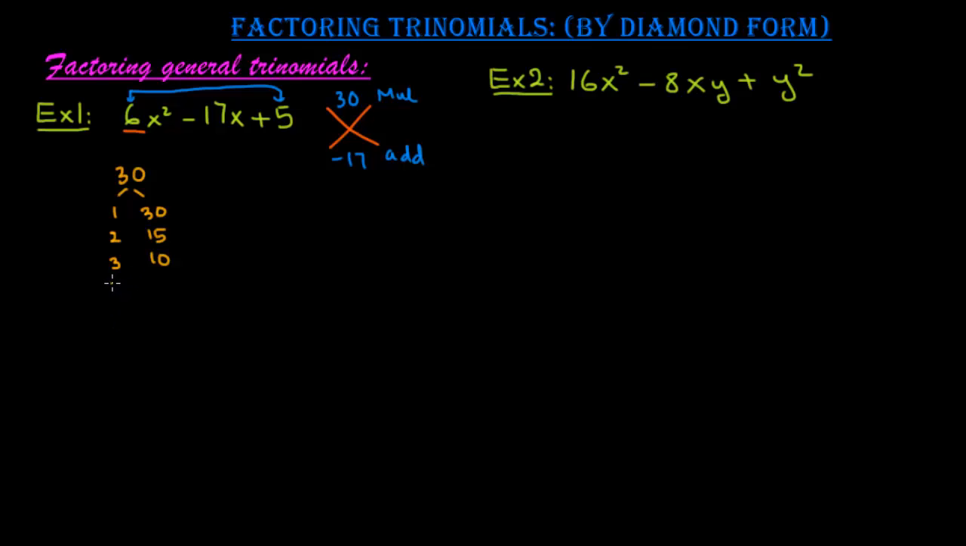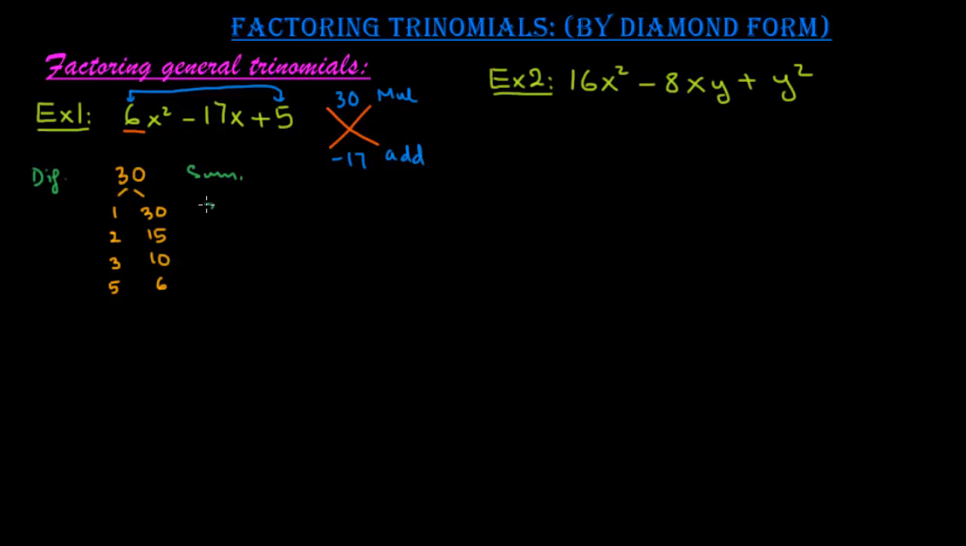4 doesn't work. And how about 5 times 6? That gives me 30. The next one will be 6 times 5, which is a repeat of 5 and 6, so we can stop here. And the next step is to find the sum and the difference.